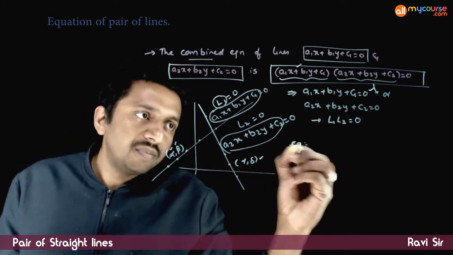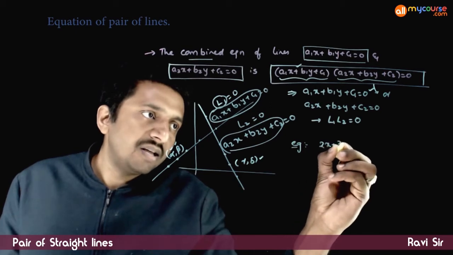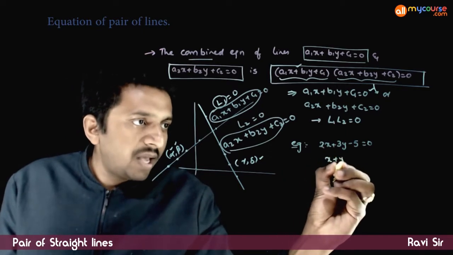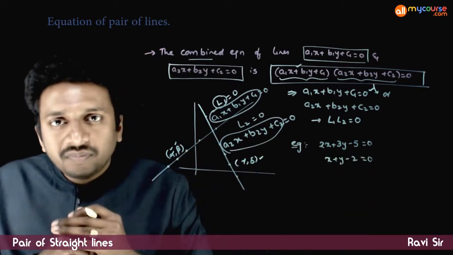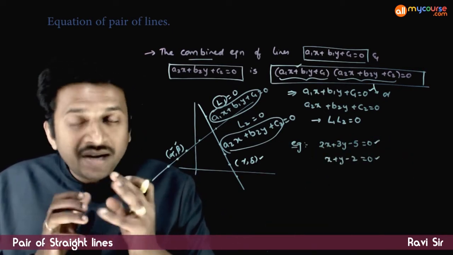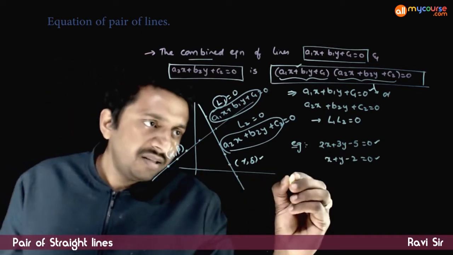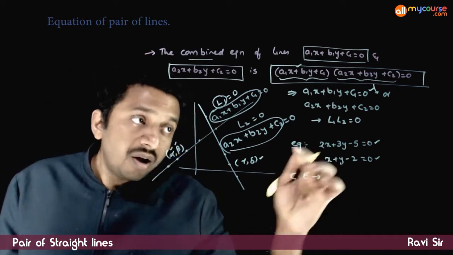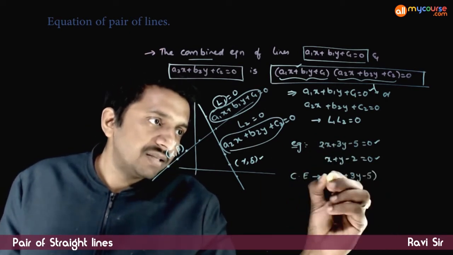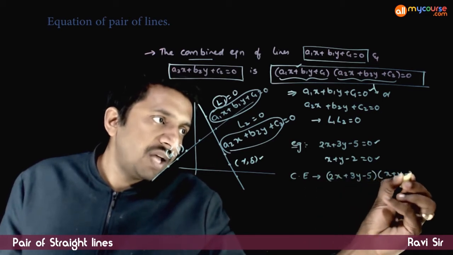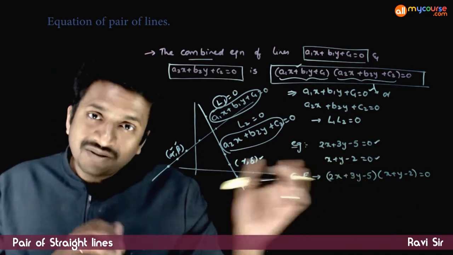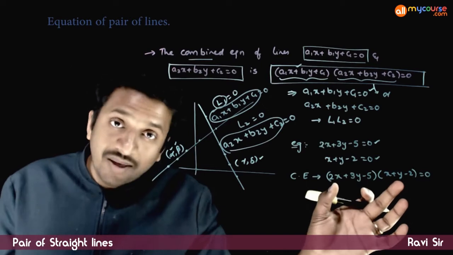For example, if you have lines 2x plus 3y minus 5 is equal to 0 and x plus y minus 2 is equal to 0, these are two individual lines. Now what is the combined equation of these two lines? It is simply, the combined equation of this pair of lines is (2x plus 3y minus 5) times (x plus y minus 2) is equal to 0. If you expand this, you get a lot of terms. So let us try to expand this.